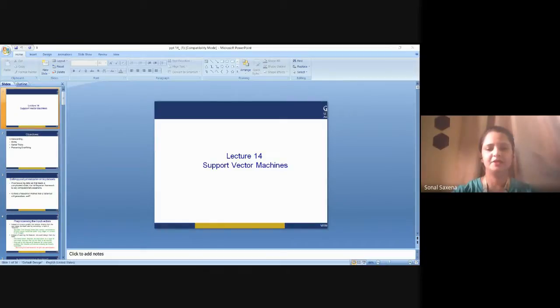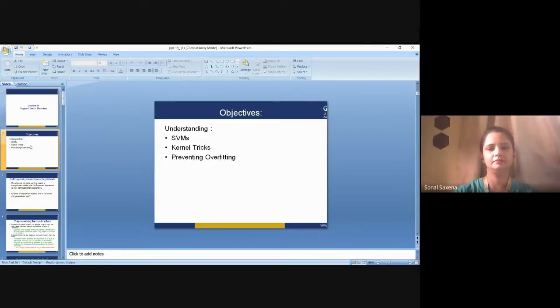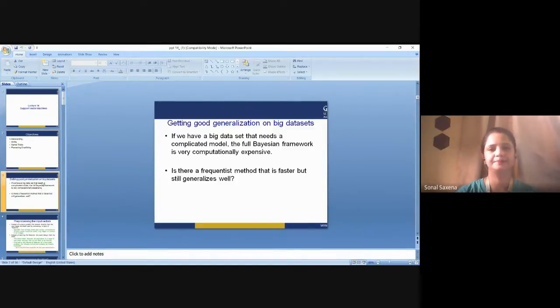So let me tell you what the objectives for this lecture will be. Today we are going to understand what exactly the support vector machine classification algorithm is, what some of the kernel tricks applied for SVM to overcome its drawbacks are, and then how we can prevent overfitting in this model. With these three objectives, let us start with SVM.